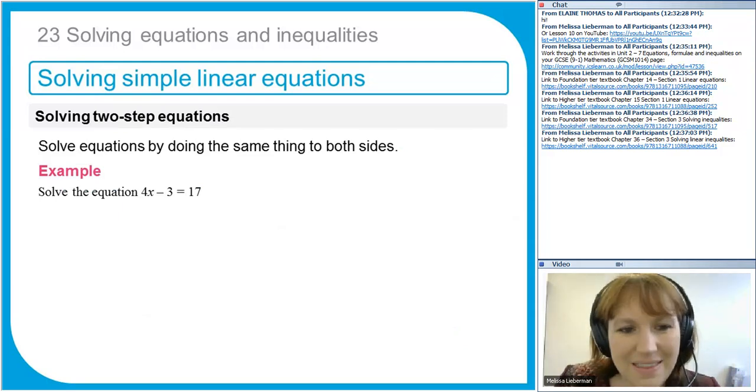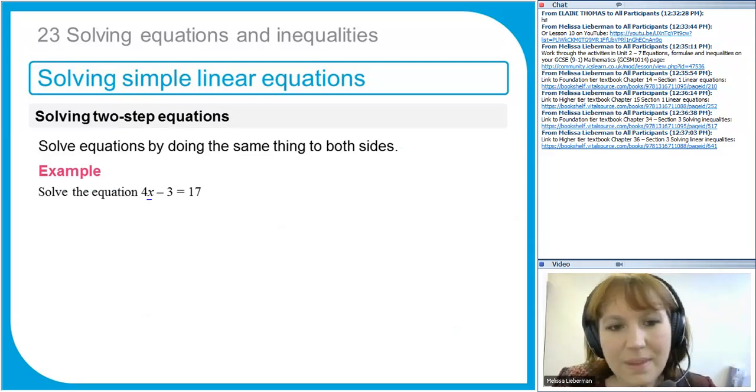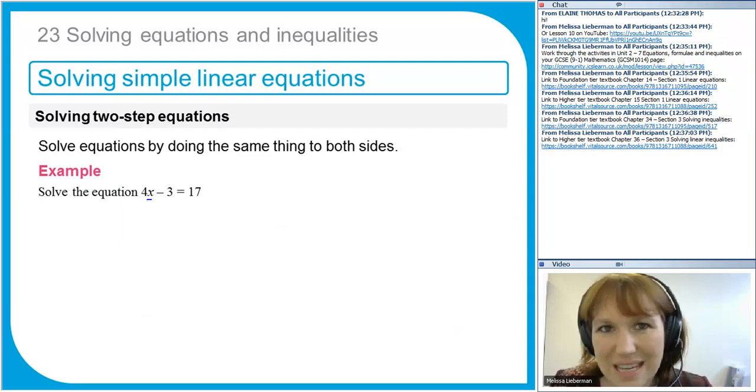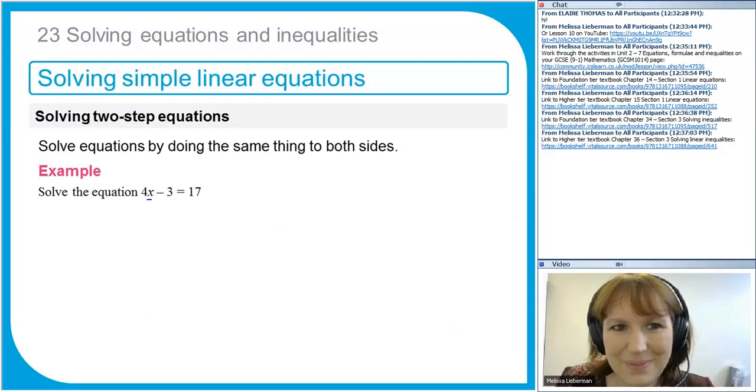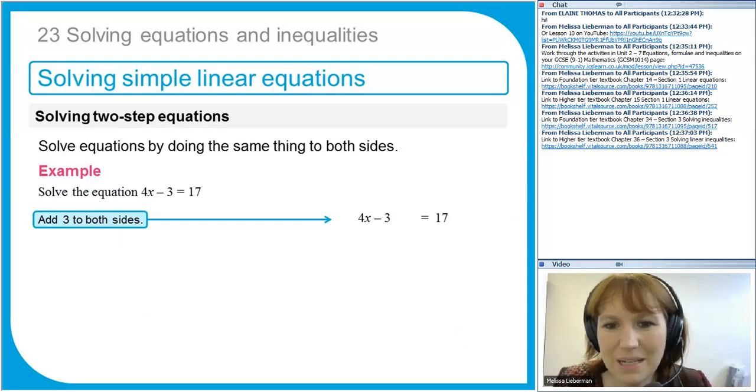So we're trying to get this x on its own. So what's been done to this x? It's been multiplied by 4, and then 3 has been subtracted from it. So what we're going to do first is add something to both sides to get rid of the minus 3. So what do you think we're going to do to get rid of the minus 3?